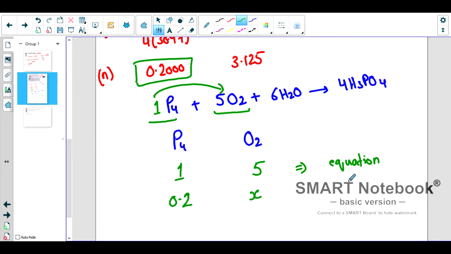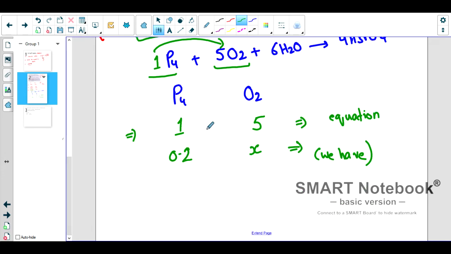What is this? This is the quantity we have. From the equation we get that 1 mole needs 5 moles of oxygen, but we don't have 1 mole, we have 0.2 moles. So for 0.2 moles, how much do we need? We don't know, so we put an X. Now do simple math. This is like a direct proportion question. Do the cross multiplication. You will get X equals 5 into 0.2.